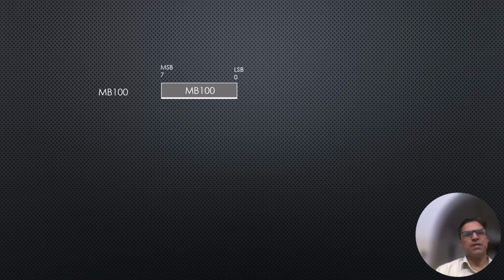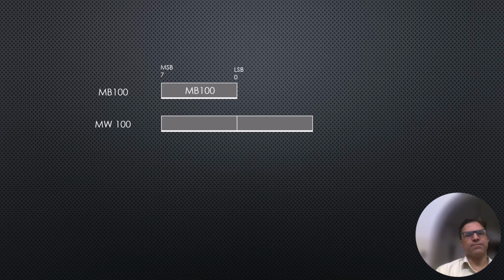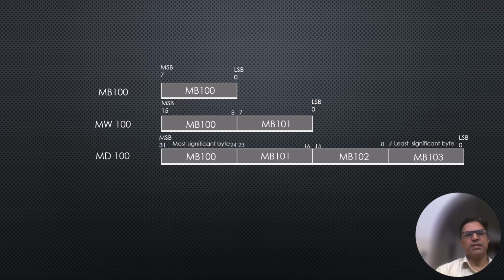In Siemens PLC, M refers to the memory area, and B is for byte. When referring to a 16-bit word value, it consists of 2 bytes: MB 100 is the most significant byte, and MB 101 is the least significant byte. When referring to 32 bits, it consists of 4 consecutive bytes. MD 100 consists of MB 100 as the most significant byte, MB 101, MB 102, and MB 103 as the least significant byte.